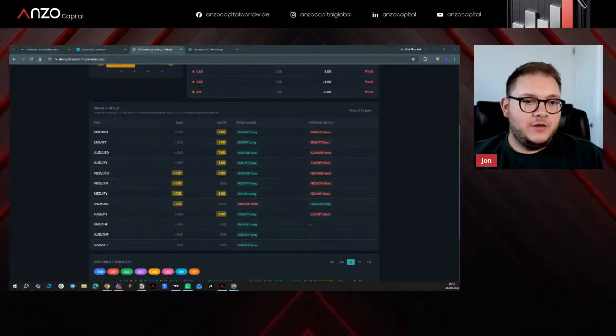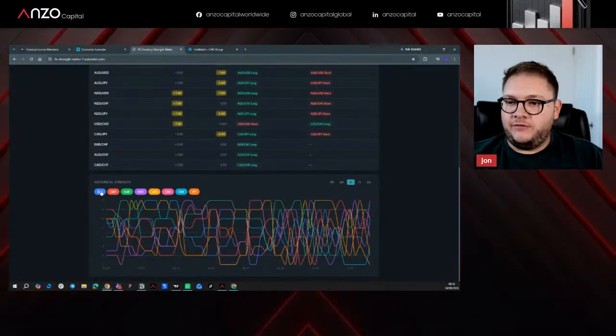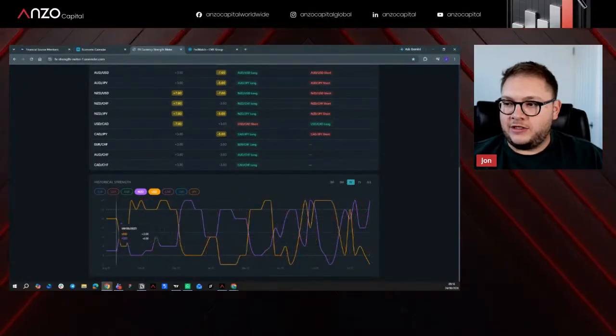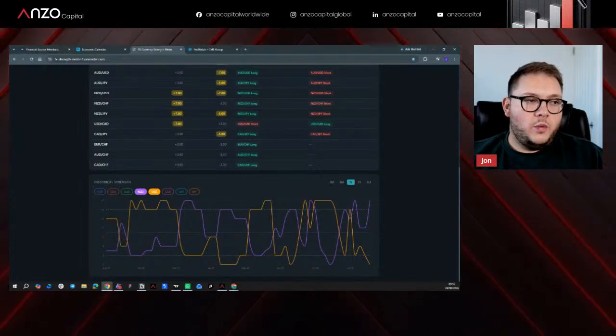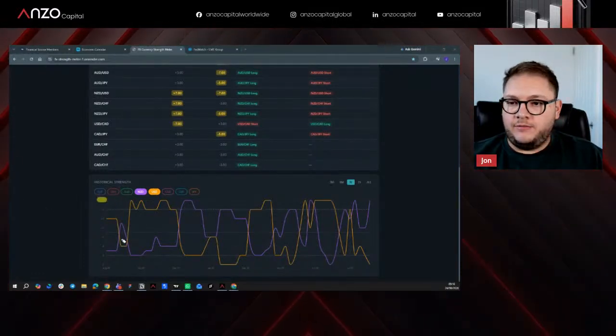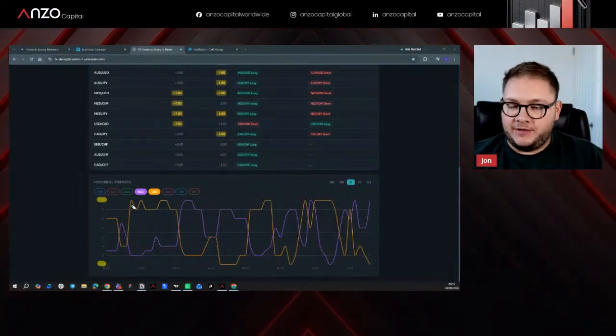Now, we do have to be careful though. And the reason why I say this is if I highlight NZD/USD on the historical strength chart here, you'll notice that I banded this from +7 to -7 on the board, right? On this chart.